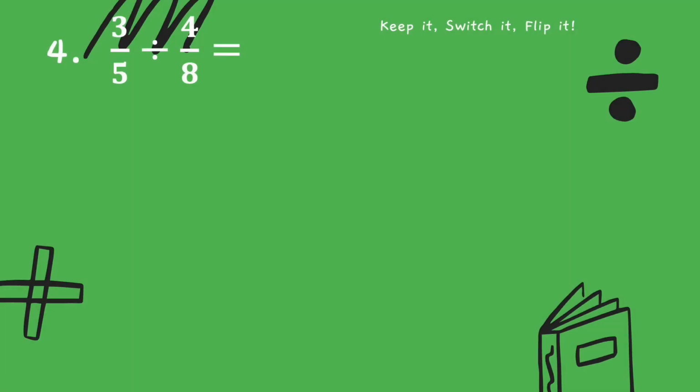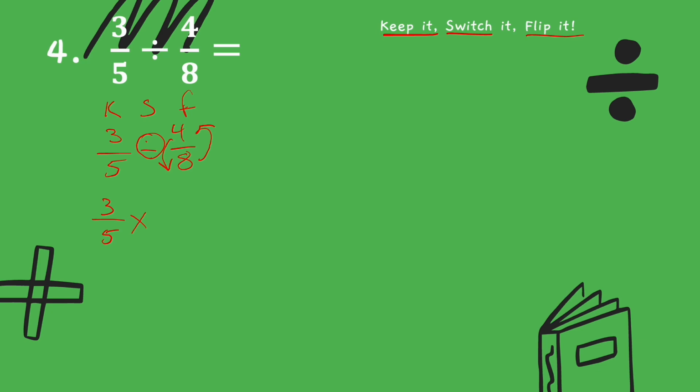All right, let's work on our last problem. We got 3/5 divided by 4/8. So we're going to rewrite that so we can work. We have 3/5 divided by 4/8. And now we need to keep, switch, and flip. We are going to keep our 3/5. We are going to switch our math, and we are going to flip our fractions.